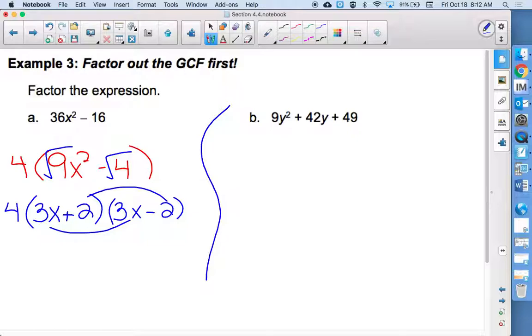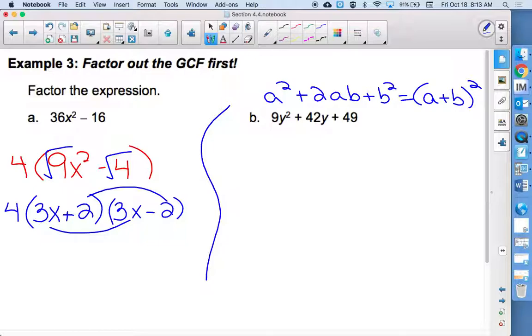So then the next step, is there something special about the numbers? So are these special values? They are. Why is 9 special? It's a perfect square. Why is 49 special? It's a perfect square. So this is that perfect square trinomial pattern. And I'm just going to write the pattern above to remind you what it looks like.